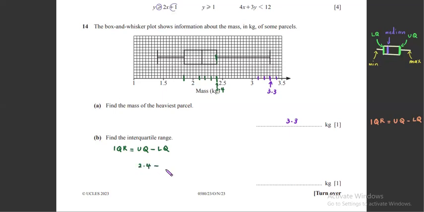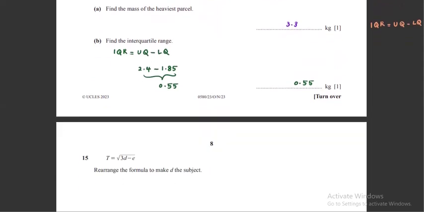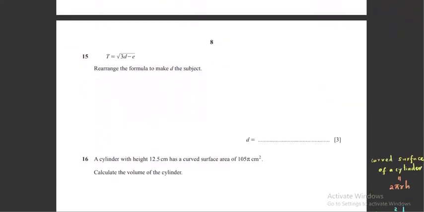And I need to deduct the lower quartile. So I'm going to deduct 0.1 each time. So this will be 1.9. This will be 1.8. So this is in between 1.8 and 1.9, which is 1.85. Then from 2.4, I need to deduct 1.85 to calculate the interquartile range, which is equal to 0.55. So this 0.55 kilograms is the interquartile range. That's the difference between the upper quartile and the lower quartile. Let's move on to question 15.